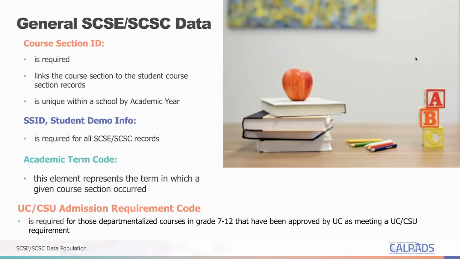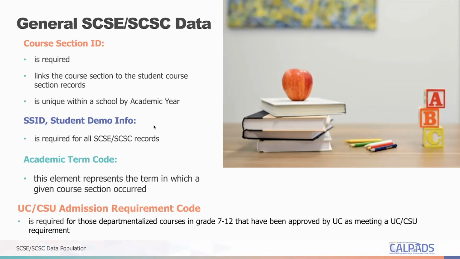So here are some of the data elements that you would submit for the student course section records. First, the course section ID. It is a unique identifier for a course section assigned by a local education agency. The course section ID must be unique within a school by academic year. A course section ID represents a unique section of course content being taught by one or more teachers to a specific group of students. It is important to remember it links the course section to the student course section to establish the student enrollment in the course.